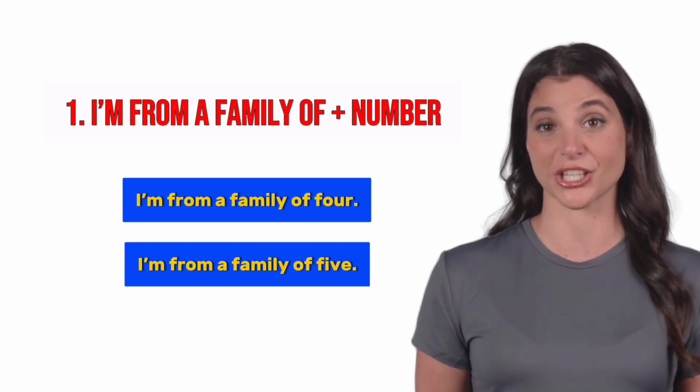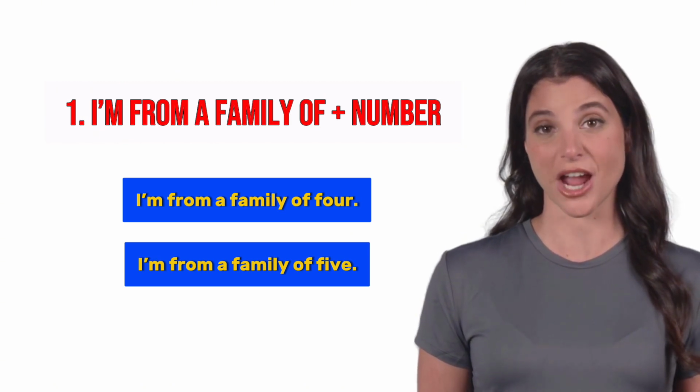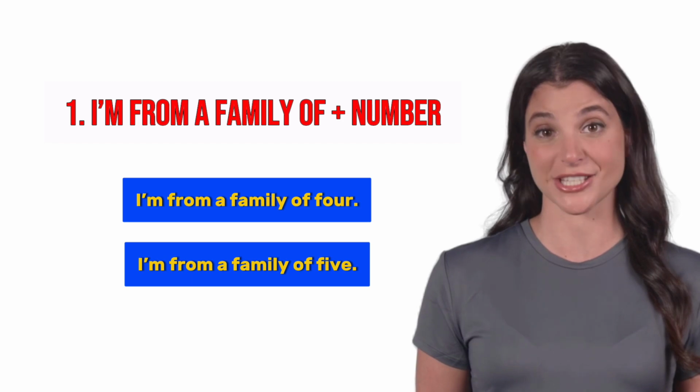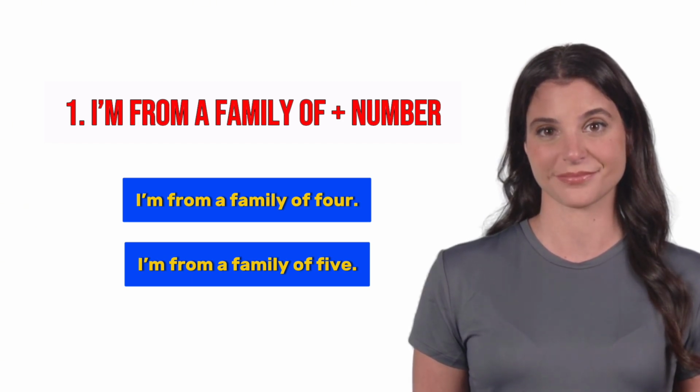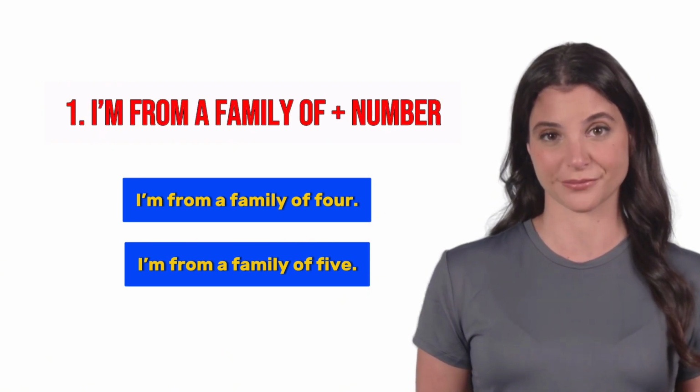Pay attention. Don't say, "we are 4 in my family." That's a common mistake. It's not correct in English. You can also say, we are a family of 4. This structure is also correct and natural.